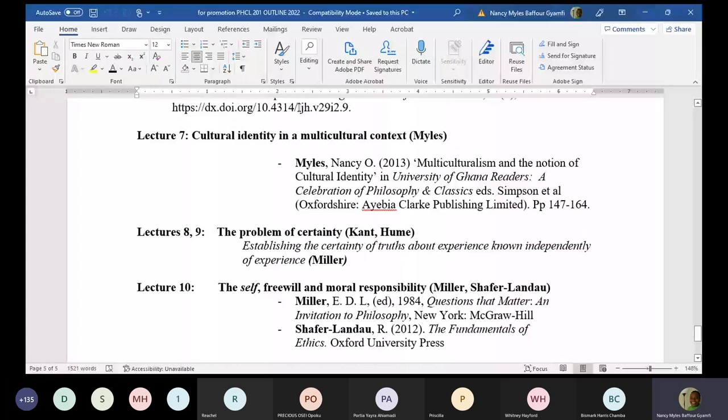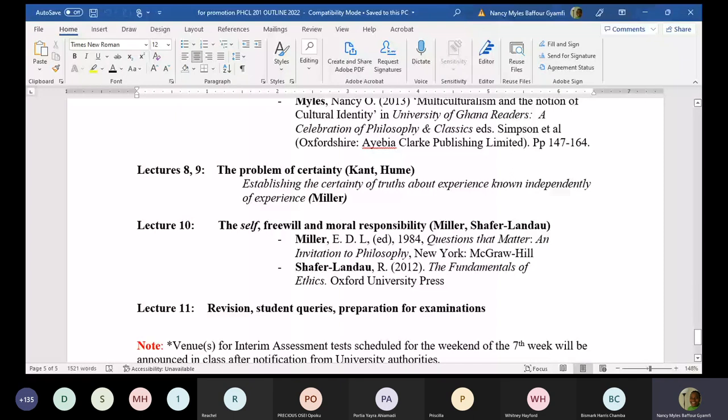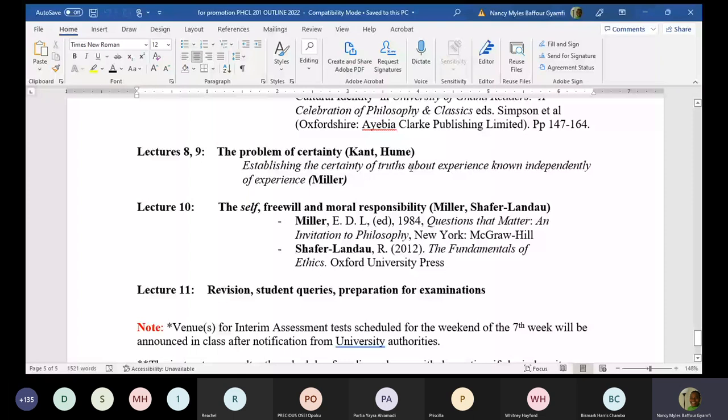This one we should be able to copy and give to you because the copyright is University of Ghana, but you can still get a book at the department. This brown book, my paper in there, should do some justice to that topic for you. The problem of certainty, Kant and Hume. These are seminal texts all over the place. Miller's Questions That Matter will have it.